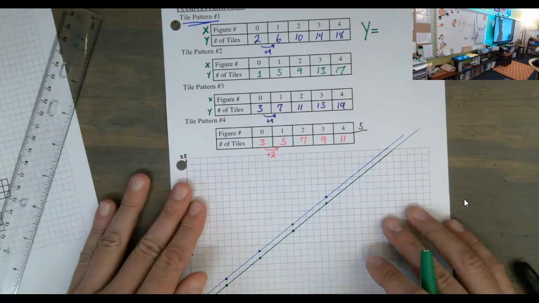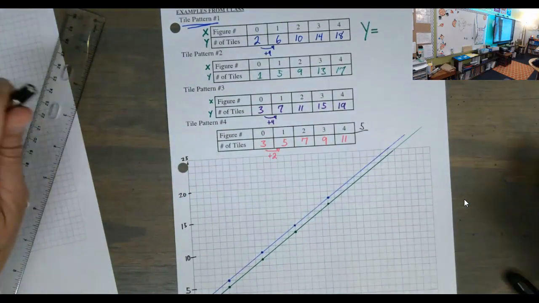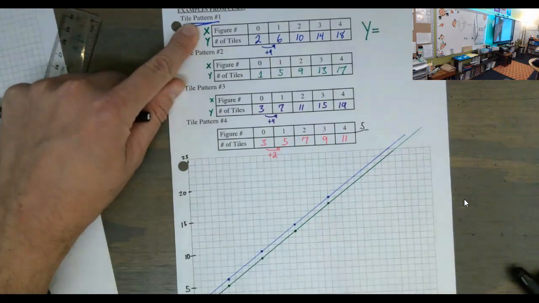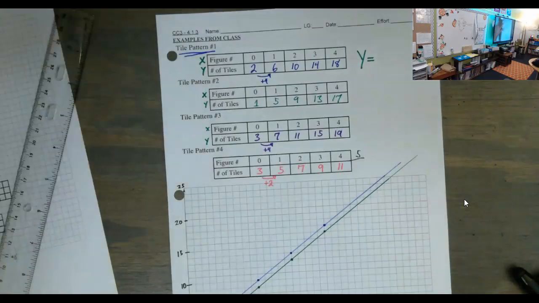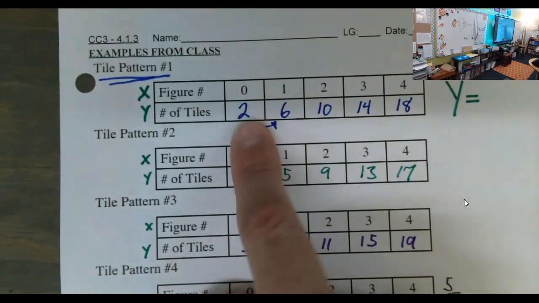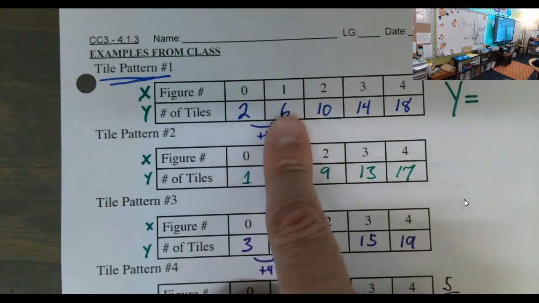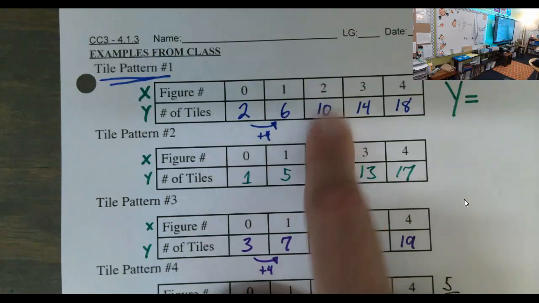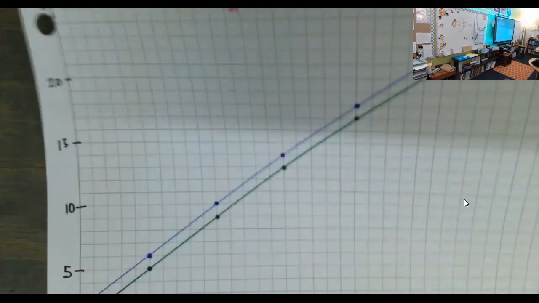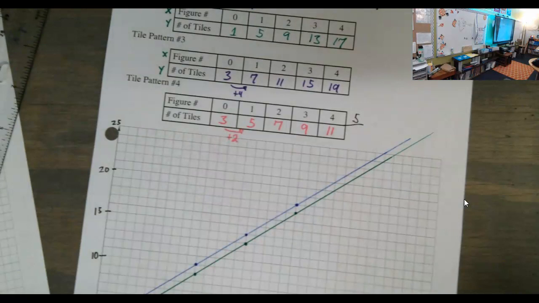What we did, to reiterate, is we determined the figure number was going to be our X value on the graph. We didn't have to do that, but we agreed because we want to all be doing the same thing. The number of tiles is your Y. So this table, we made this the point 0, 2. This point was 1, 6. Evelyn, you with me? Because I'm explaining this for you. This point was 2, 10. This point was 3, 14. So those points are on our graph now. Does it make sense how we got the points on our graph? Yep.